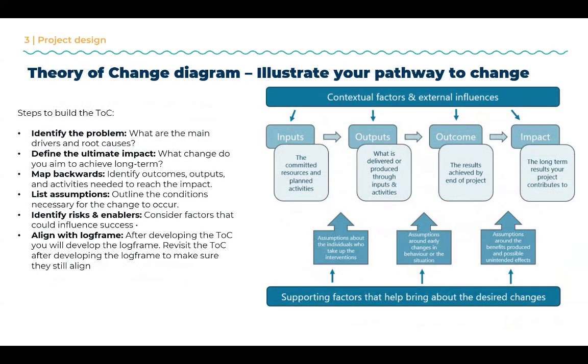So when you're building the diagram itself, it's really useful to first identify the problem and put that on there, and then define the ultimate impact. So you want to map backwards from the ultimate impact to then map out where your outcomes, outputs and inputs will go. There's a list of assumptions that, if you start by creating that list, you can then start to pull out the key ones that are really critical to the success of your project.